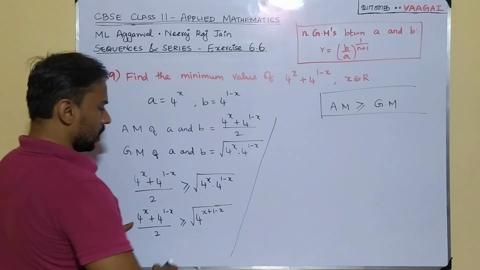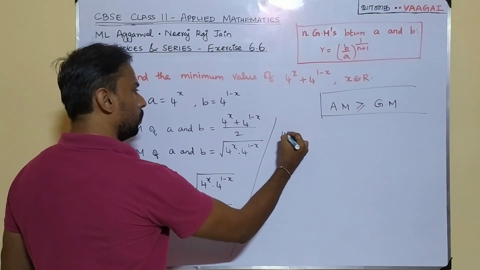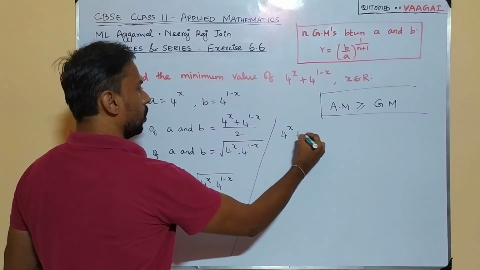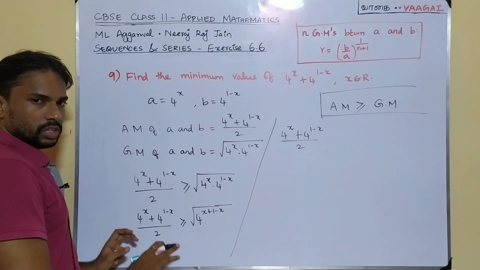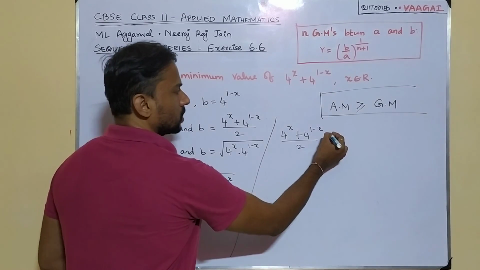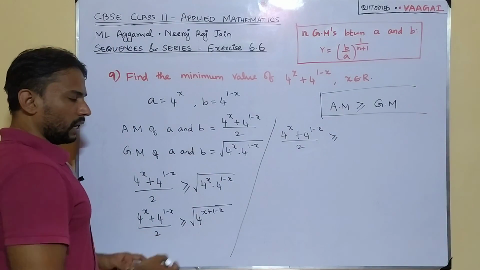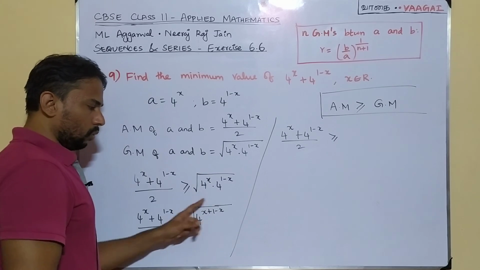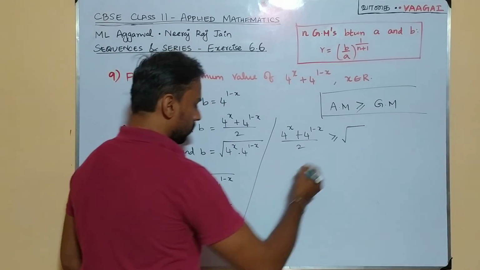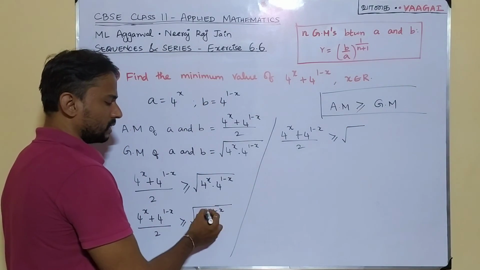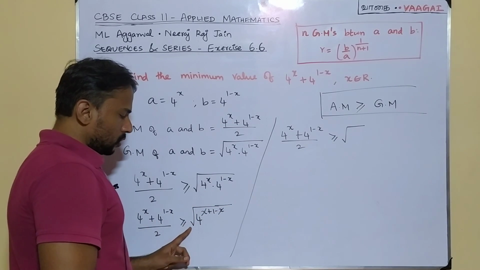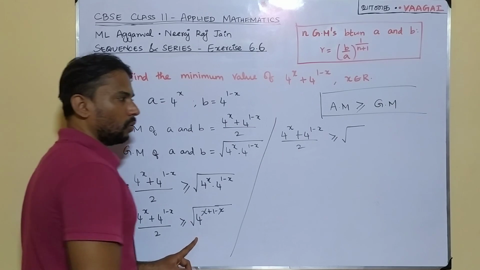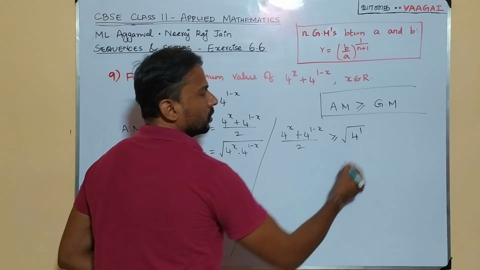Okay, I'll continue. Copy the same here. So you will have (4 power x plus 4 power 1 minus x) whole divided by 2. The left hand side I'm not disturbing, I'm having it as it is. This is greater than or equal to. Come to the right hand side. What do you have now? Root of 4 power x plus 1 minus x. This can be simplified as simply 4 power 1. So that means you have root of 4 power 1, which is nothing but what?